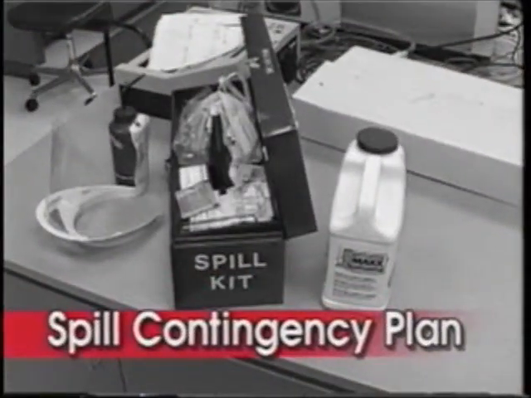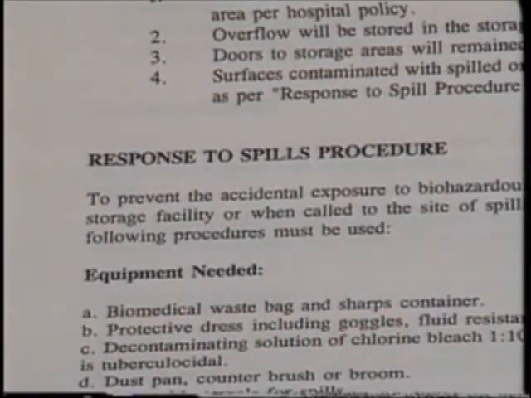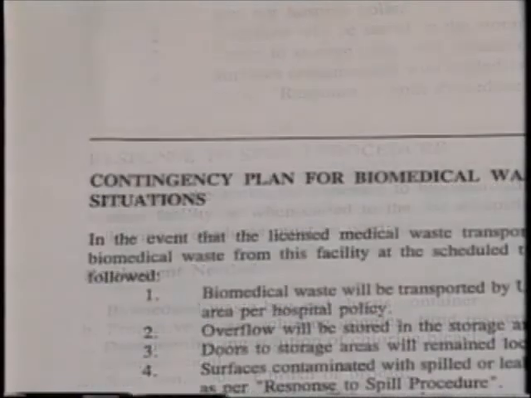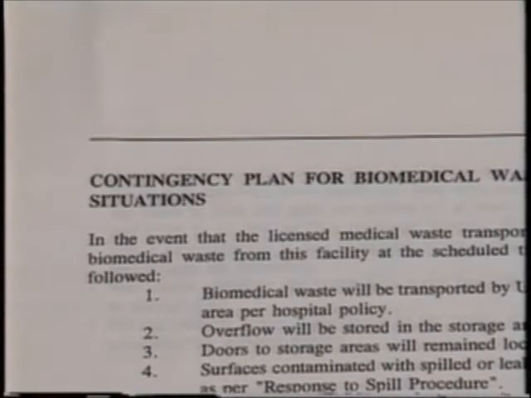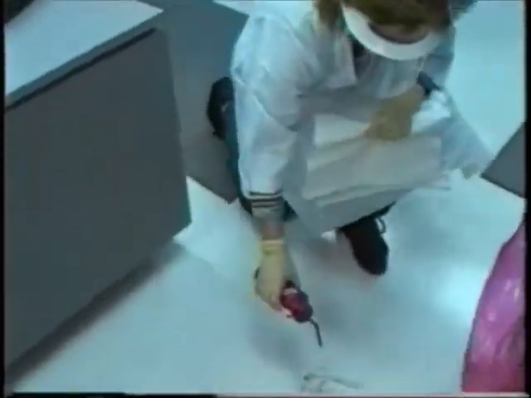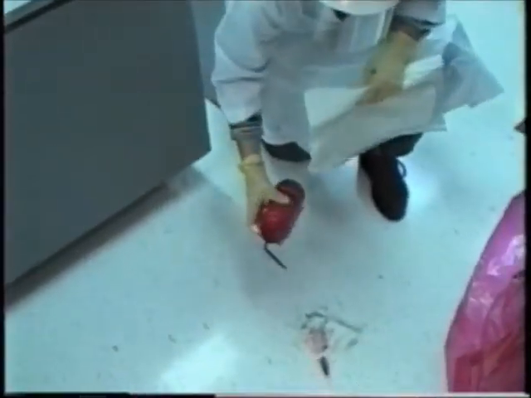Every generator of biomedical waste is required to maintain as a part of their biomedical waste operating plan a spill contingency plan for just such an occurrence. It must identify the types of liquids that you're going to use to clean up a spill, as well as how you're going to contain the materials that were used to clean up the spill.